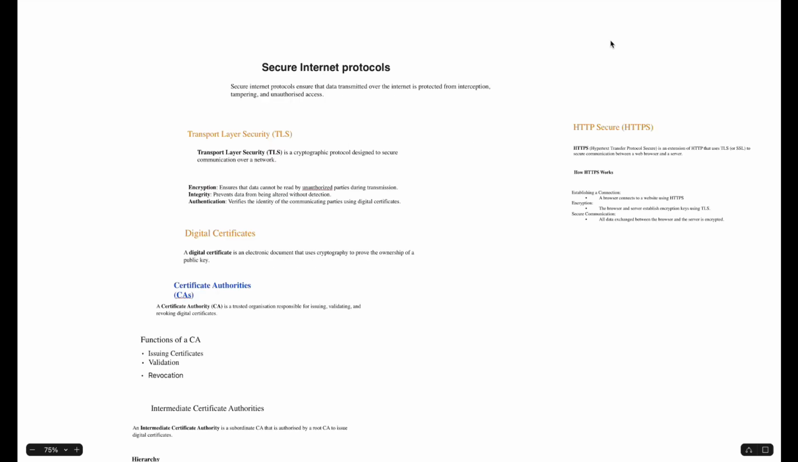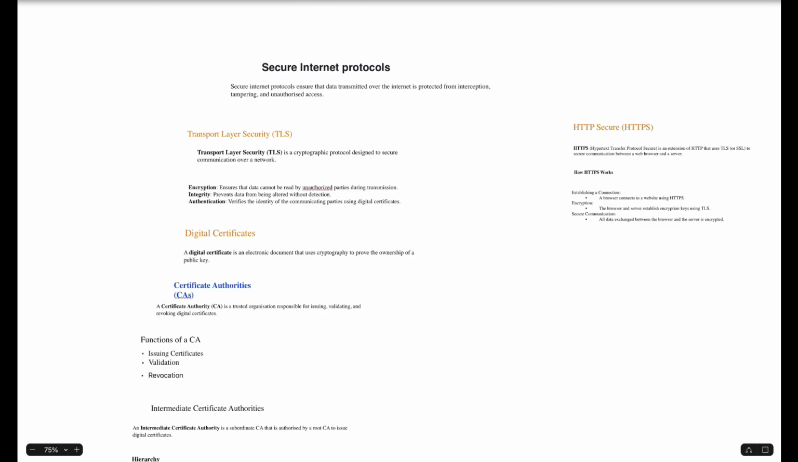And here we can see security internet protocols. So they are ensuring that data transmitted over the internet is protected from interception, tampering, and unauthorized access. They're critical for maintaining confidentiality, integrity, and authentication in online communication. In human words, this is just making data safe when they're transmitting over the internet and they're being protected while they're transferring. And then we can take a look at transport layer security, so TLS.